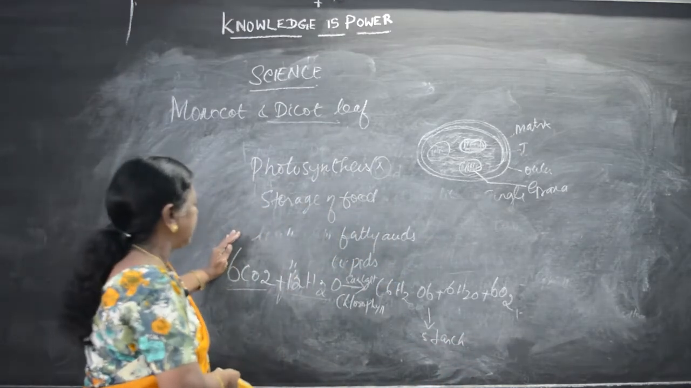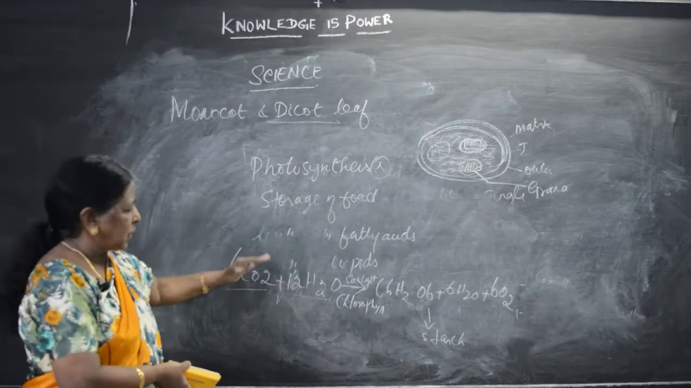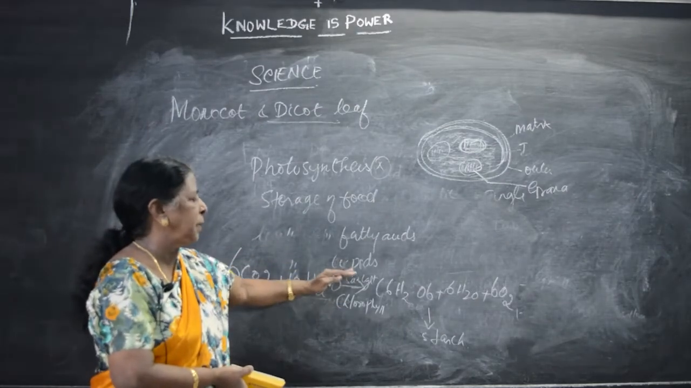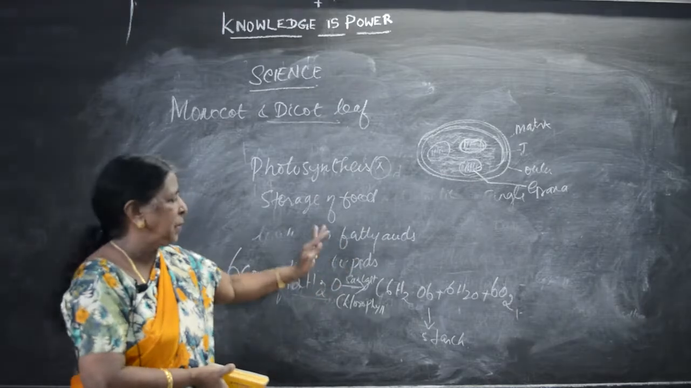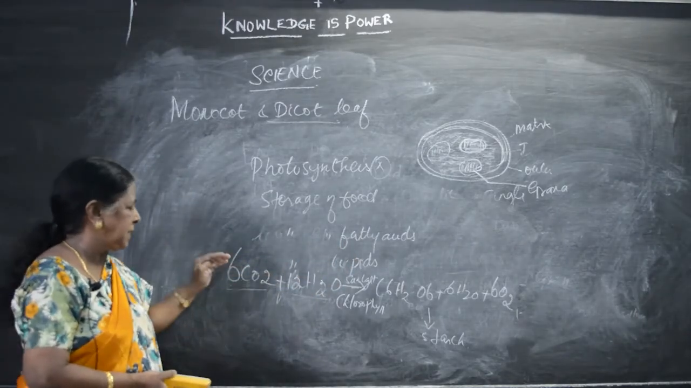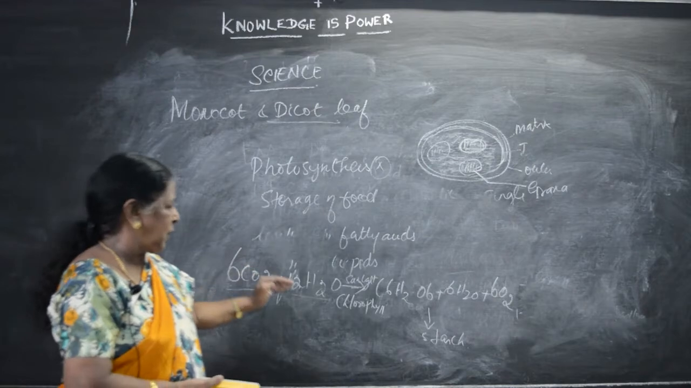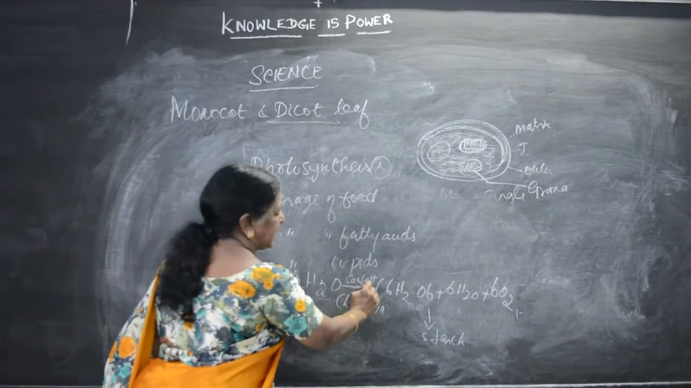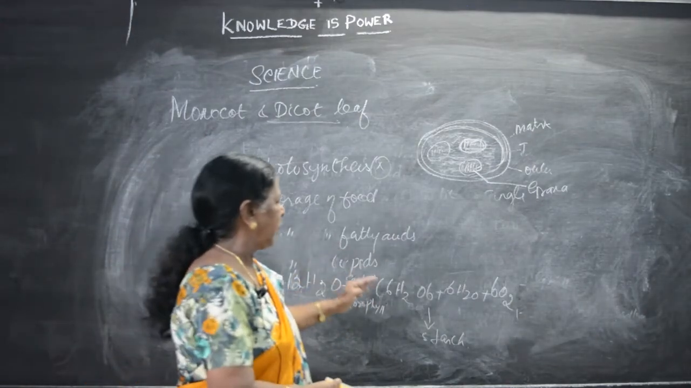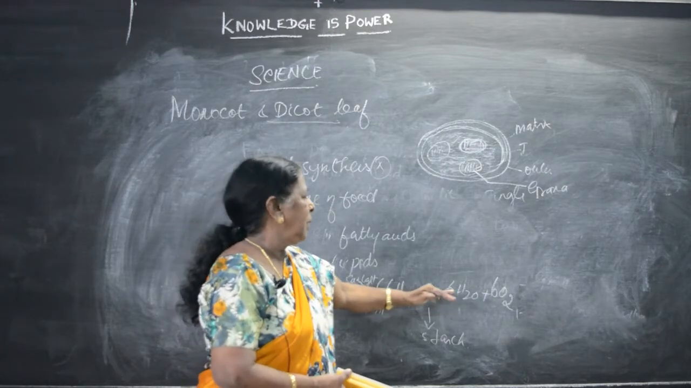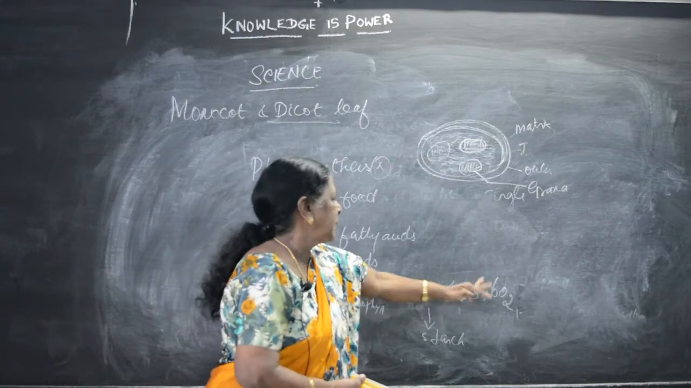So, 6 carbon, we are balancing the equation. That is carbon dioxide plus water. Using sunlight and chlorophyll, they prepare carbohydrates. In short, we say photosynthesis like this only. But we are balancing the equation: 6 CO2 plus 12 H2O. They react together. This arrow mark indicates the reaction is carried out. What are the products? Carbohydrate, that is C6H12O6, plus 6 H2O, 6 O2.